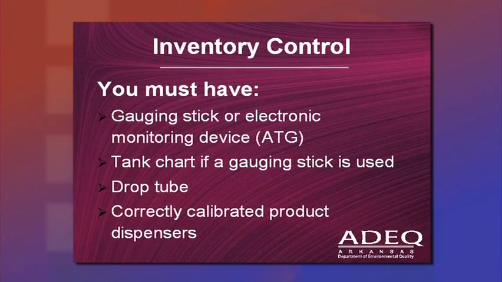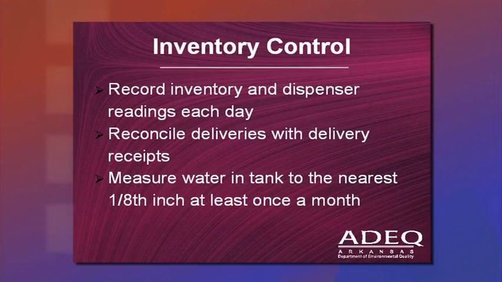So inventory control, again, using a gauge stick or electronic monitoring device, ATG, to do your inventory control. Same thing, you're measuring what goes in versus what goes out. You got to be able to balance that book. You got to record your inventory and dispenser readings each day. You have to reconcile your deliveries with your delivery receipts. You have to measure water in your tank to the nearest 1/8 of an inch at least once a month for inventory control.